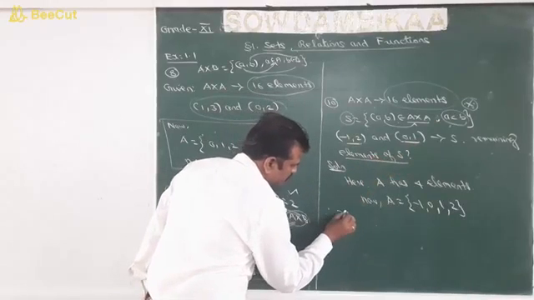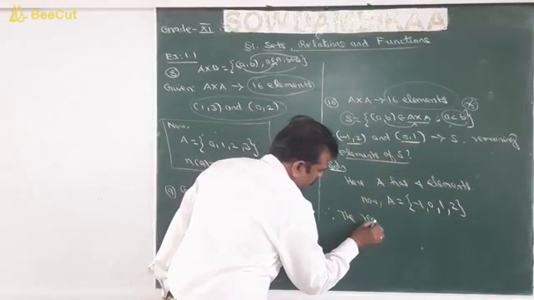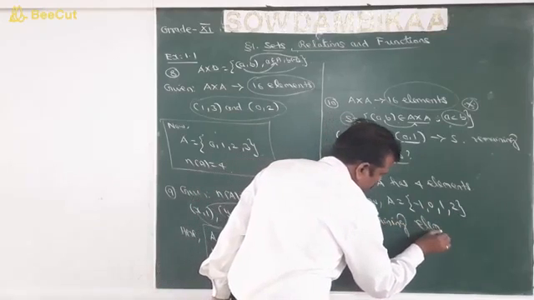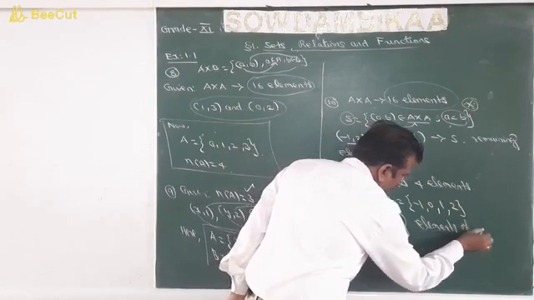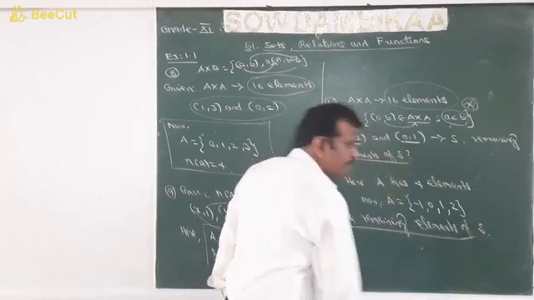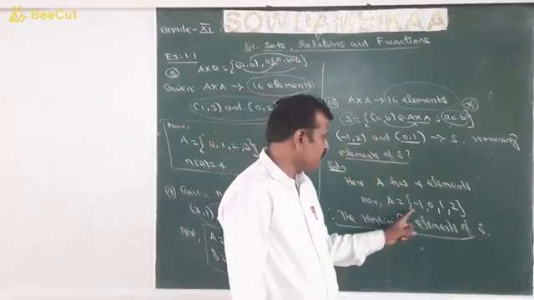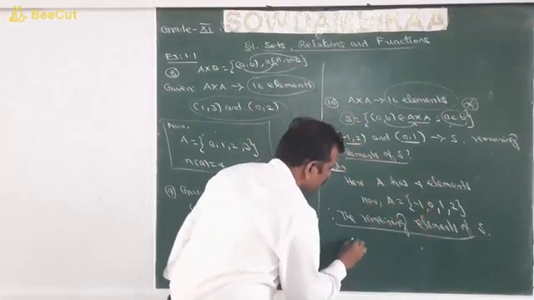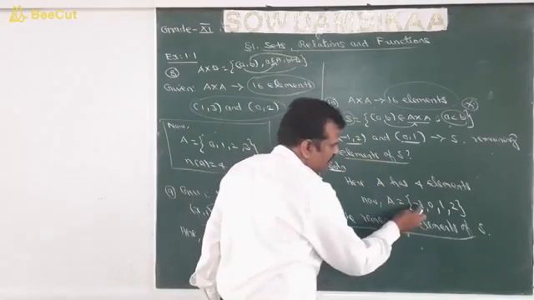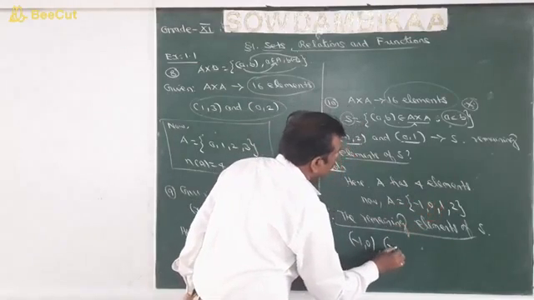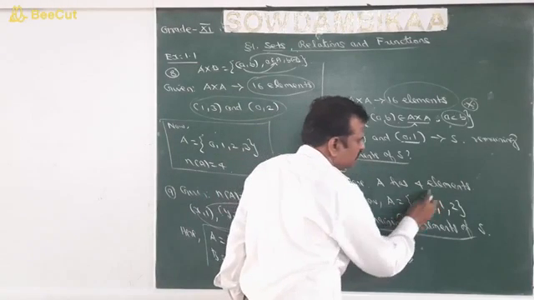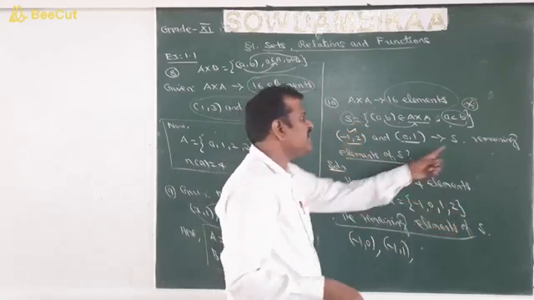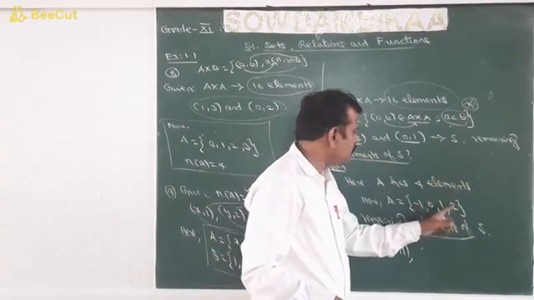Therefore, the remaining elements of S. We have to pair along with A cross A. We have to find minus 1 comma 0, which is not there. So we can write minus 1 comma 0 and minus 1 comma 1. Minus 1 comma 2 also comes, but minus 1 comma 2 is already there. So we are writing remaining elements only.